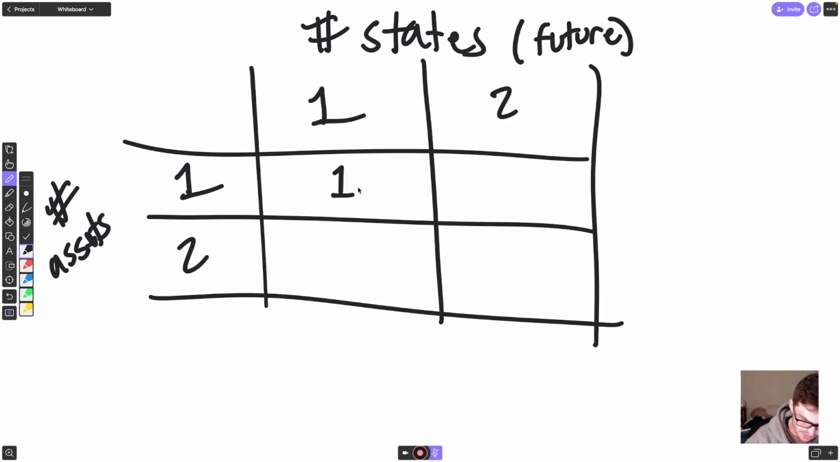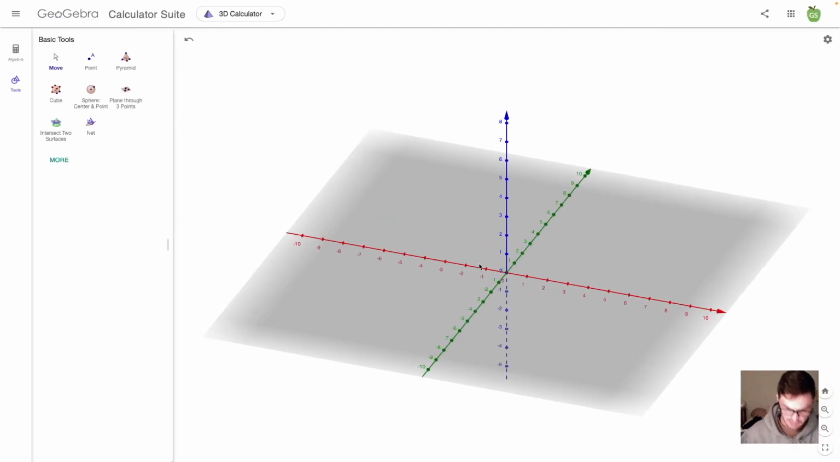We started here, and then we did two assets but one state. We did that, and then in the previous video we did two states and only one asset, so we did that third. And now this is what we're doing. We're going to do two states and two assets. Okay? All right.